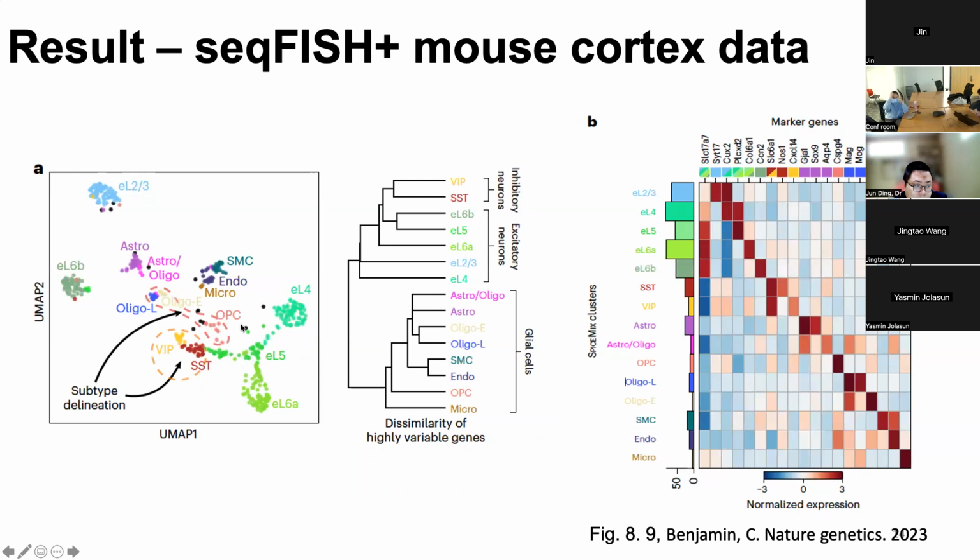So basically, take OPC here. The subtypes of OPC are oligodendrocyte L and oligodendrocyte E, based on the stage of oligodendrocyte maturation. These were supported by the CSPG4 gene and other genes here, so they were able to find these subtypes. That's the good thing about SPICEMIX.